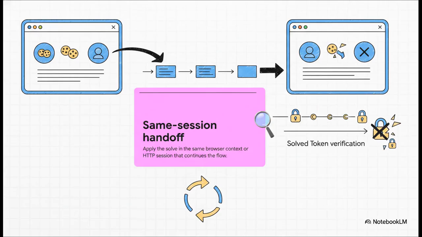Now, this brings us to a huge concept: session continuity. Basically, this means applying a solved token in the exact same browser context, cookie jar, user agent, and request state that triggered the initial challenge. This is exactly where so many scheduled Bubble workflows completely fall apart. If a token is generated from one context, like an API call, and then submitted from another, there's almost no way it's going to work. The downstream verification will reject it. The token just doesn't exist in isolation.